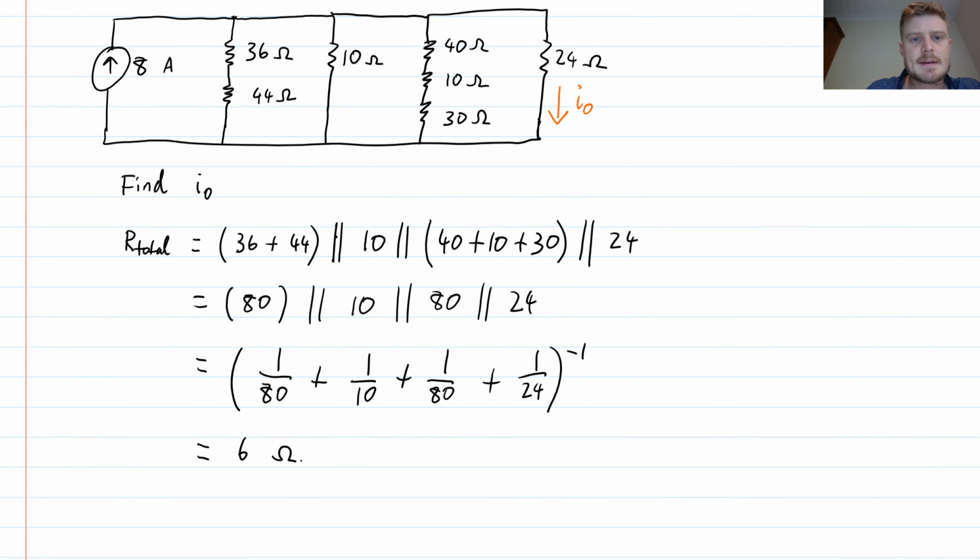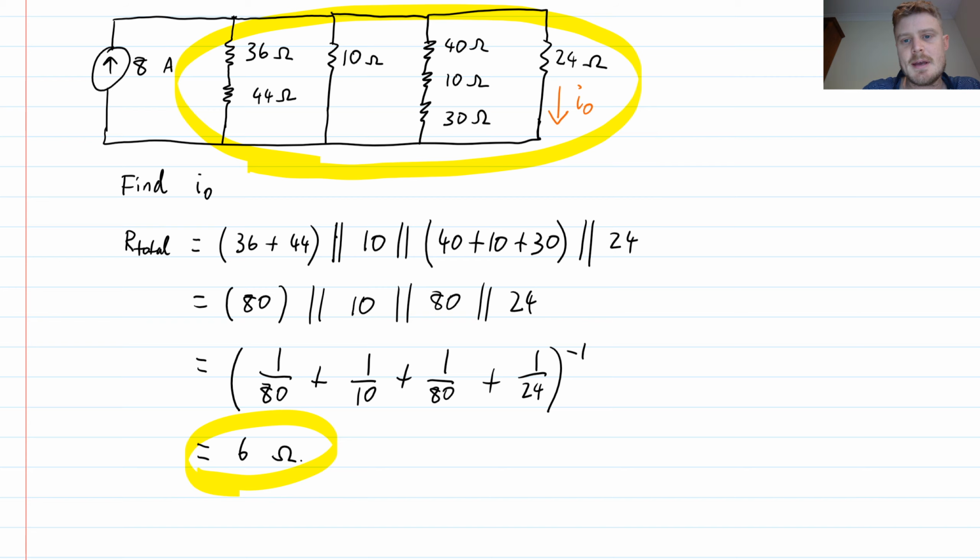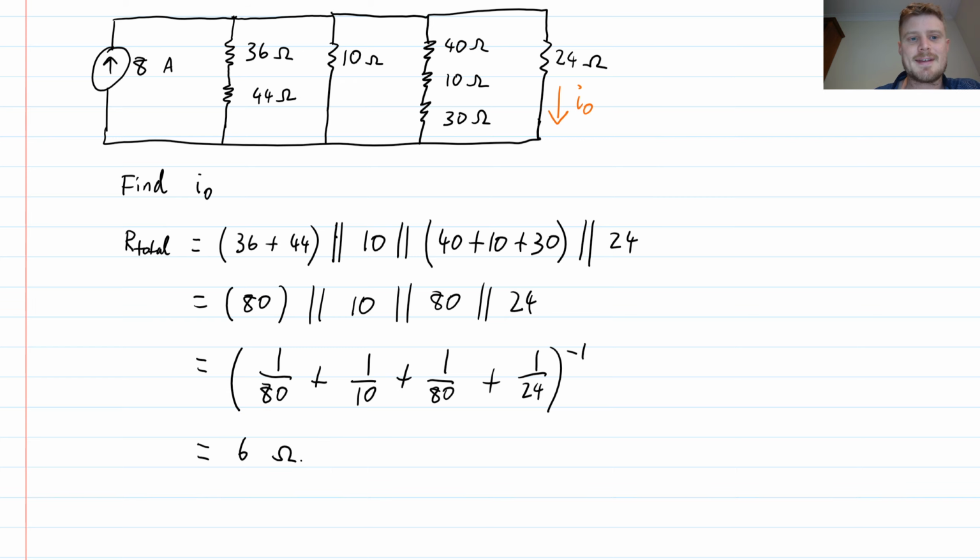Notice, by the way, that this number here, this 6 ohms, is pretty small in comparison to all of the numbers that you see here at the top. So when we have many branches in parallel, the resistance can get actually quite a bit smaller than the input resistors that go into that network.